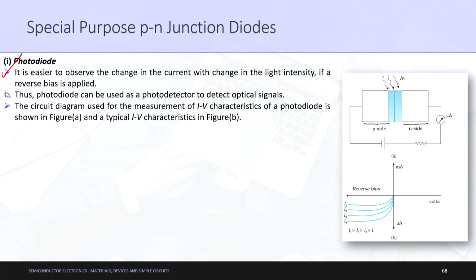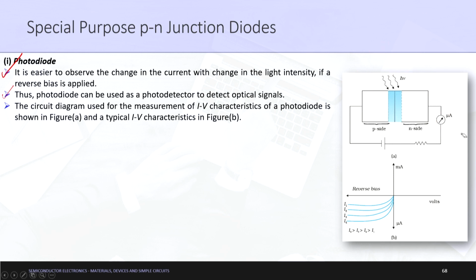Thus, photodiodes can be used as a photodetector to detect optical signals. How can it be used? If H nu is acting upon it, we can detect that if the galvanometer is showing some deflection, then it is quite evident that photons are being detected. So, some photons are acting upon it. What does photodetector mean? Detecting the photons is basically photodetection, to detect optical signals.